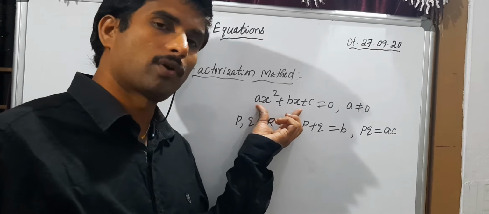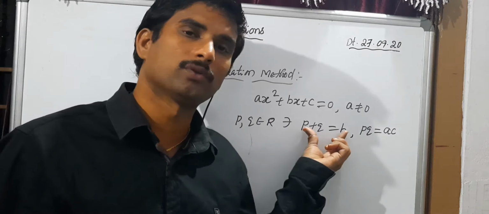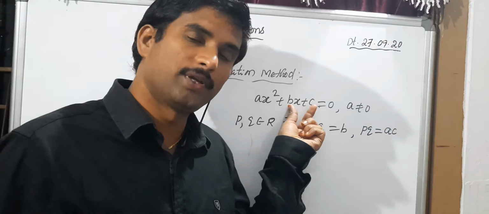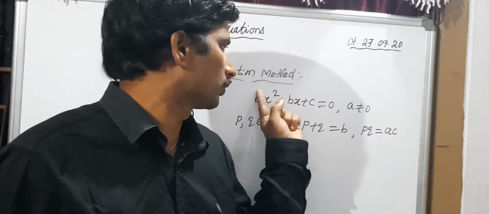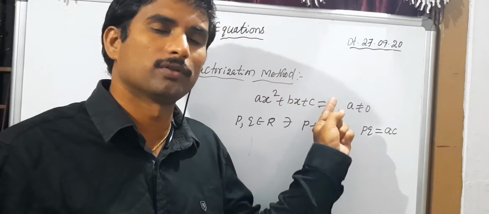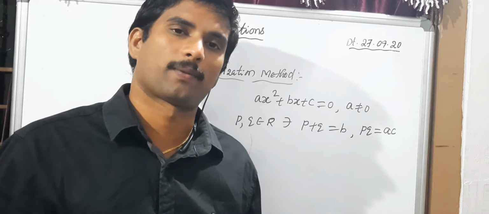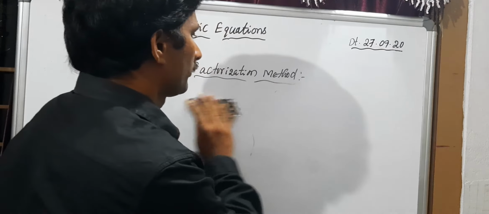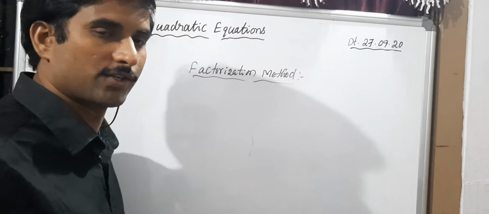There exist two real numbers p comma q such that the sum of p comma q is equal to the middle term b, that means the x coefficient, and p into q is equal to the product of the x square coefficient into c. So this is called the factorization method. Now let me check one example: how to find out the roots of a given quadratic equation by the method of factorization.